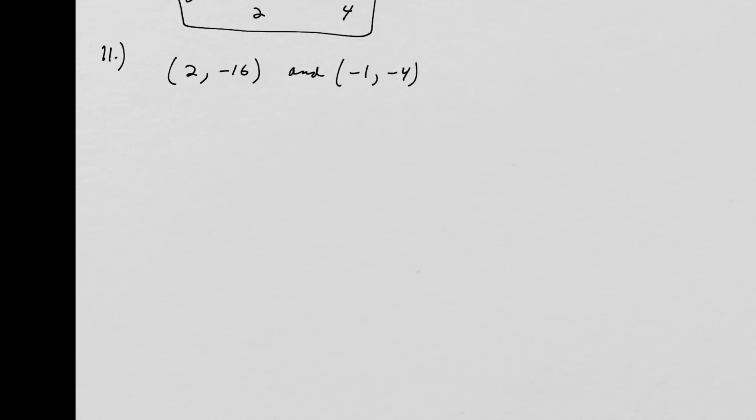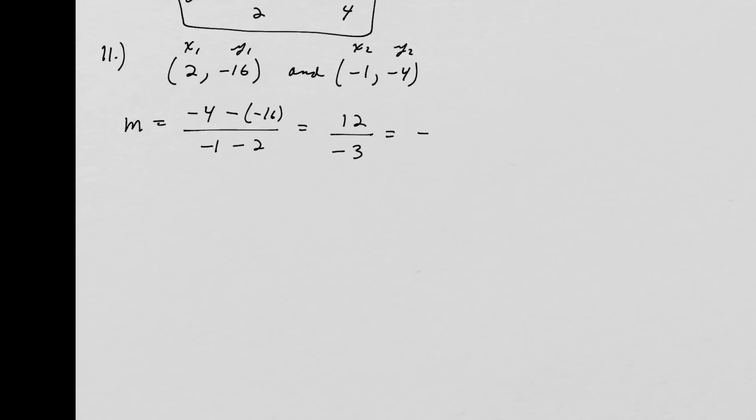Since I'm given 2 points, right, I can label these as x1, y1, and then x2, y2. So to compute the slope, it's simply going to be y2, negative 4, minus y1, so minus a negative 16, over x2, negative 1, minus 2. So negative 4 minus a negative 16 is negative 4 plus 16, which is a positive 12. And then negative 1 minus 2 is negative 3, and this simplifies to negative 4. So the slope is negative 4.